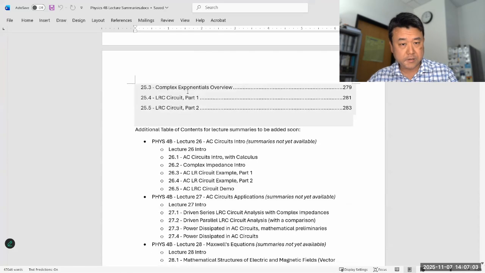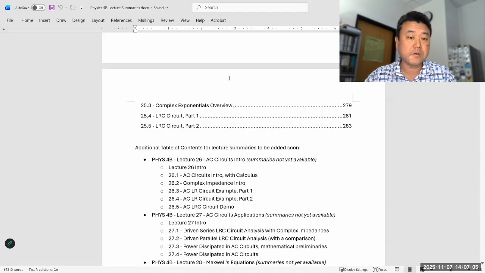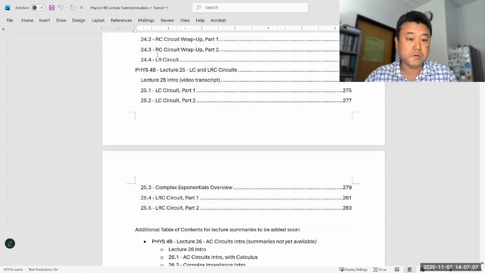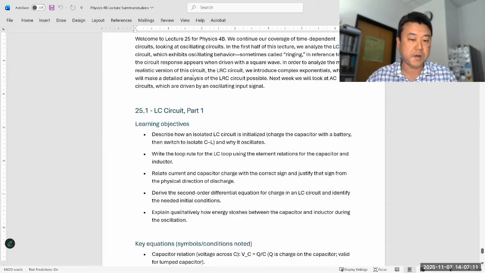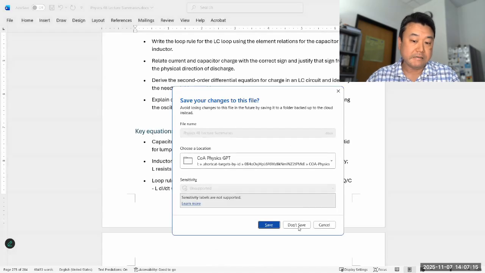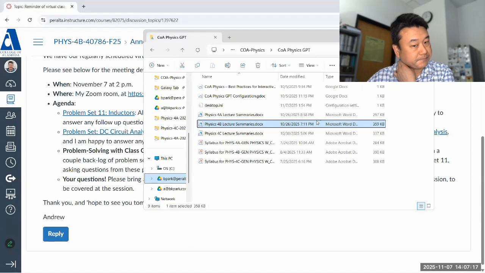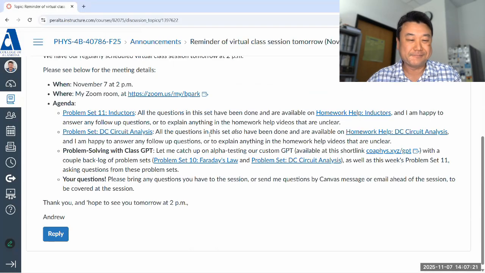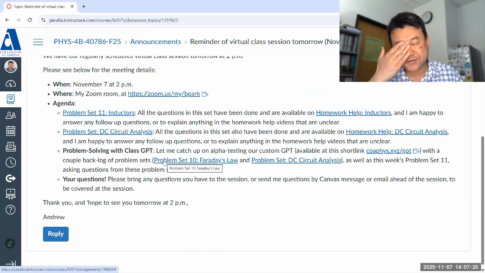So I uploaded this to CoA Physics GPT. So those updated lecture content should be reflected as part of CoA Physics GPT's knowledge base. But the part that I don't know how well it would work is, I haven't had a chance to update the system instructions.